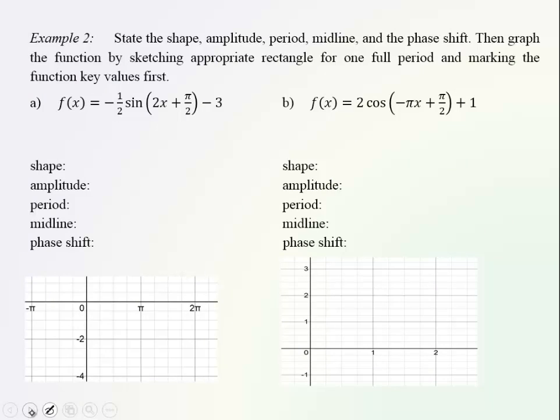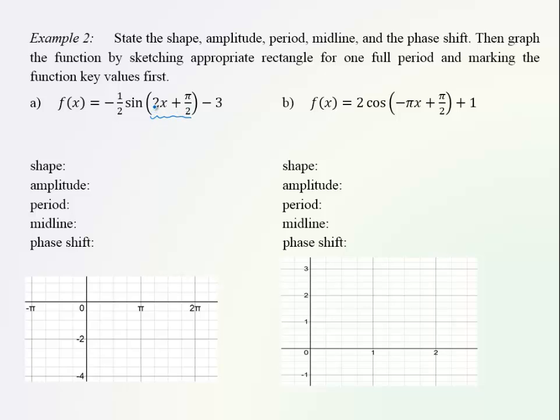Well, let's practice it then. In preparation for developing this rectangle that will help us to graph the given function, we would like to state the shape, amplitude, period, midline, and the phase shift. Then we are going to sketch this rectangle for the full period, marking the key values, join them, and that's how we obtain the graph. Okay, but the first thing is to rewrite this formula in a form that will show us the phase shift.